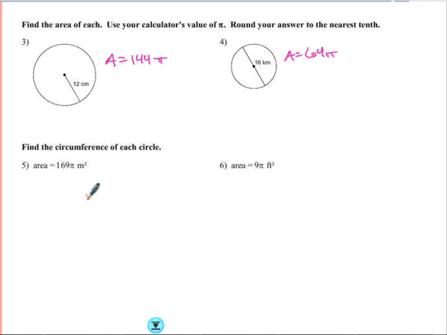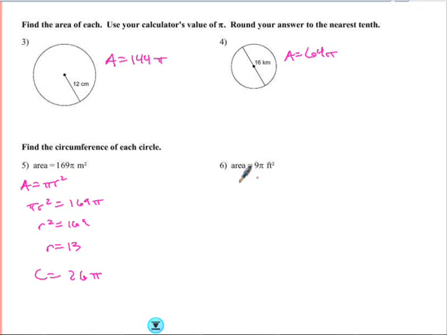It asks us for the circumference and gives us the area. So you need to understand that if the area is 169 pi, well, then the area is pi r squared. So pi r squared equals 169 pi. Divide both sides by pi, and you get r squared equals 169. So the radius must be 13. So then the circumference is 2 times 13 times pi.